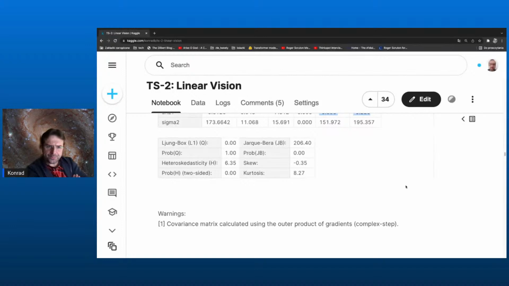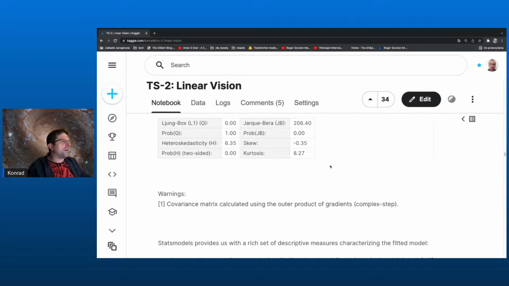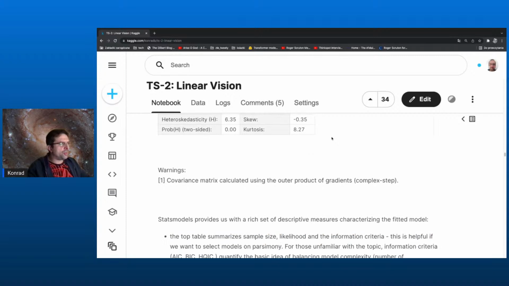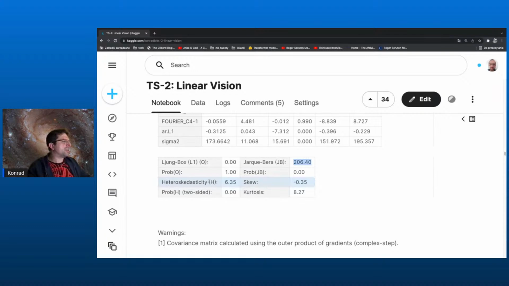Okay, let's roll. Diagnostic tests, which I mentioned before, you have the descriptions here. Briefly, Jarque-Bera: are the residuals Gaussian? They kind of seem to be, or at least we are not rejecting Gaussianity. Ljung-Box: are they serially independent? And in terms of heteroscedasticity, is the variance constant over time or not?